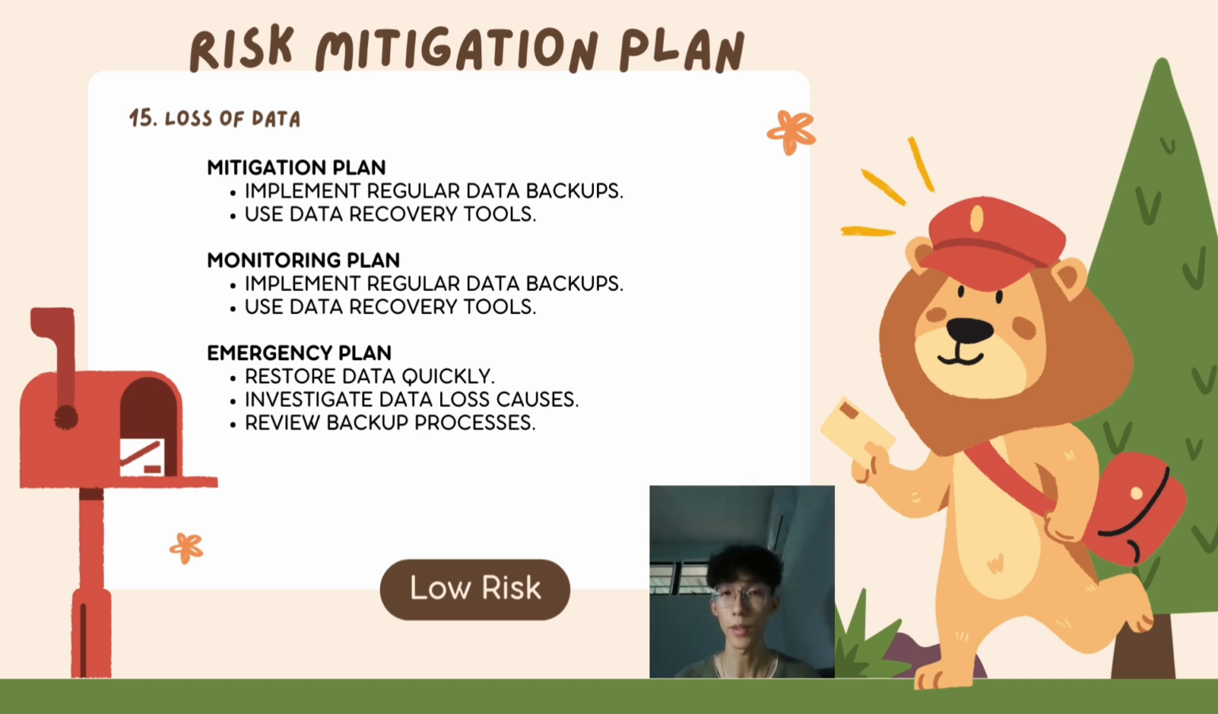For the monitoring plan, the company shall continuously monitor the status and integrity of backups to ensure their reliability, and also set up alerts for any backup failures to address issues promptly. For the emergency response plan, in the event of data loss, the company shall immediately restore data from backups to minimize disruption. After that, they shall investigate the cause of data loss to prevent recurrence. The company shall also regularly review and test backup and recovery processes to ensure their effectiveness, maintaining data availability and integrity.